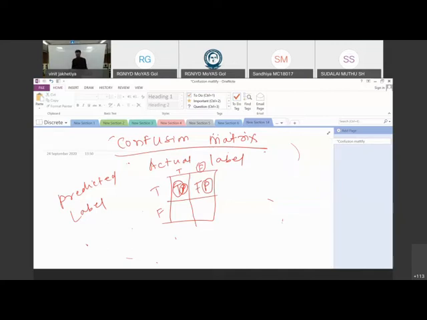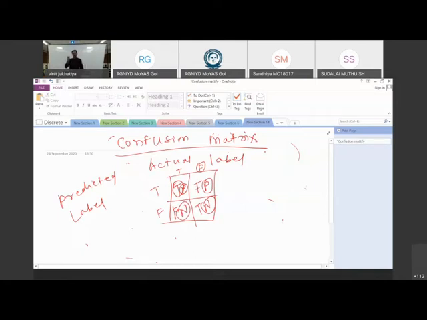Sure. Thank you. Similarly, here you can say true negative. The predicted label is negative and it was originally negative, so true negative. Next one is false negative. False negative means the prediction is negative, but this is a positive case. So I hope you are able to understand this confusion matrix.